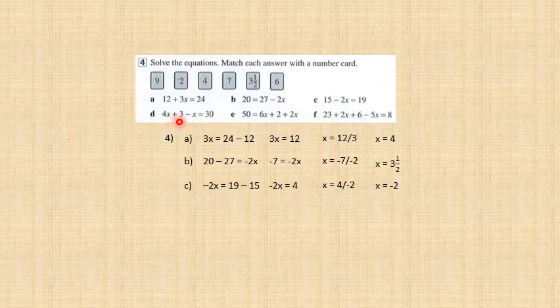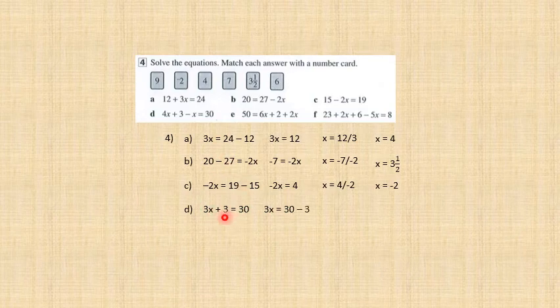4x plus 3 minus x equals 30. We faced this problem before. Before I start to solve the equation, I have to collect the like terms first. So I have here 4x minus x equals 3x, and I have 3. So 3x plus 3 equals 30.